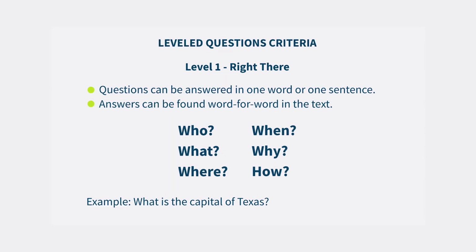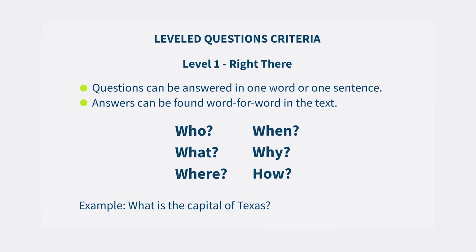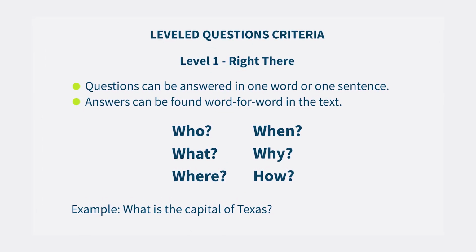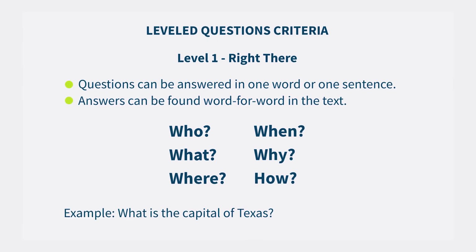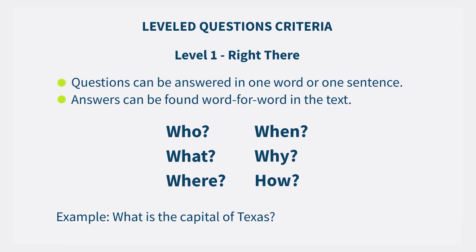Now that we've read all 3 paragraphs, I want you to generate your own level 1 question. Before we start, what I want you to do is look at your checklist or your criteria, okay? So the first piece of criteria is that questions can be answered in 1 word or 1 sentence. Okay, so 1 word or 1 sentence, okay? That's important. You should be able to check off that box.